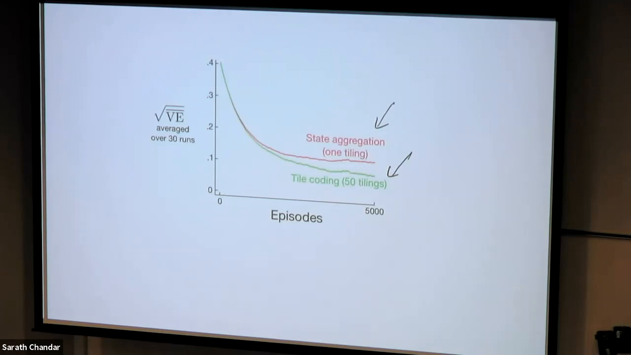Question? How do we know how many tiles to use? That is a good question. So, how many tiles to use, what is the size of the tile, right? So these are hyperparameters. Okay, so you have to try different numbers of tiles, and for different values, you're going to get different performance. Okay.